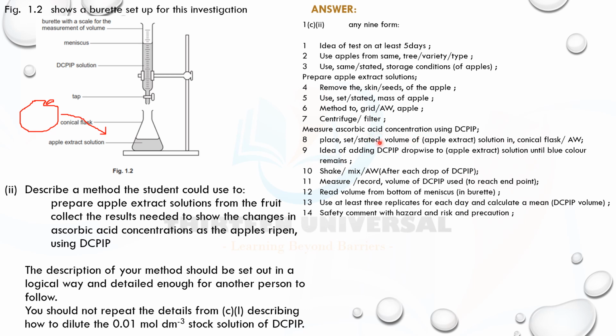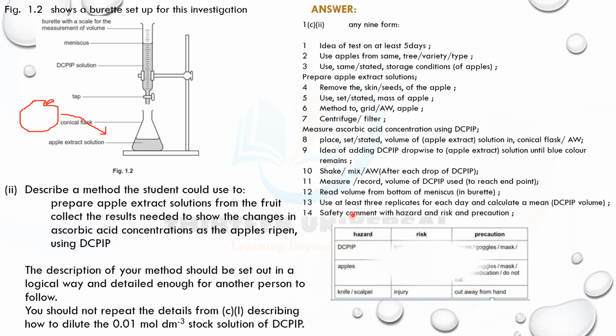Place a stated volume; this one will be standardized. The stated volume of extract solution in the conical flask must be the same for every one of them. The stated DCPIP concentration and volume should be the same for all of them. Add it drop-wise, shake, and make a record of the volume used to reach the end point. Read the volume, that's it guys.